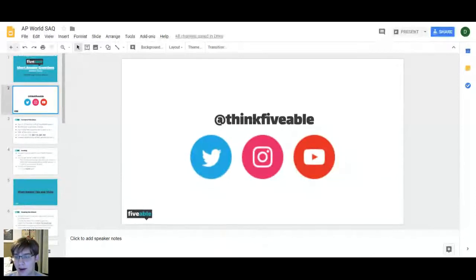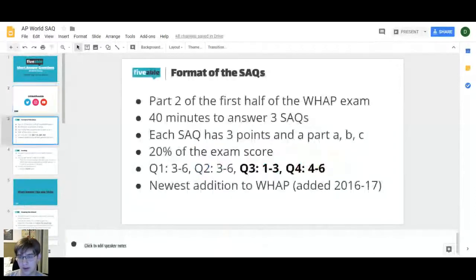So the format of the short answer questions. Essentially, it's part two, the first half of the AP World exam. You have the multiple choice section, and then around a minute later, they swap the papers, and you start the short answer, and you get 40 minutes to answer 3 short answer questions. So you get, give or take, 12 minutes a question. It's pretty generous on time when you think about it.